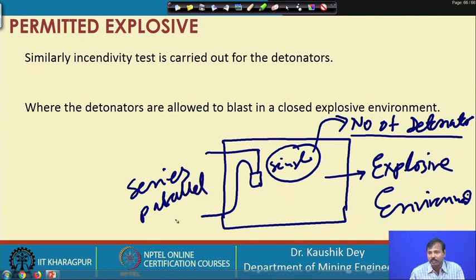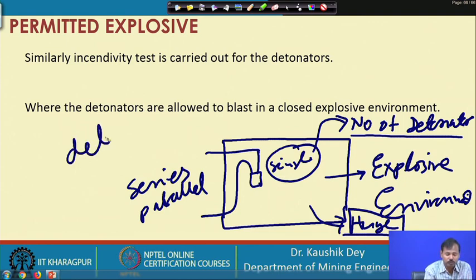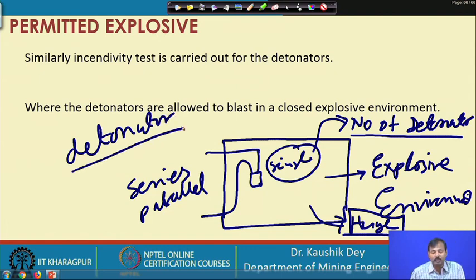A number of detonators are fitted in this chamber and allowed to be detonated, and if they ignite the explosive environment, then a huge blast will occur. If a huge blast occurs, then we consider the detonator failed in the incendivity test. That means the detonator is not suitable to be used for the underground explosive environment.